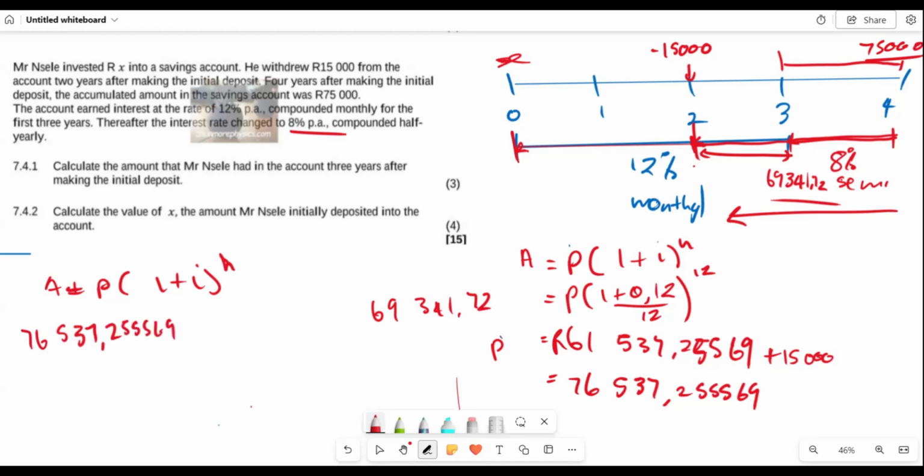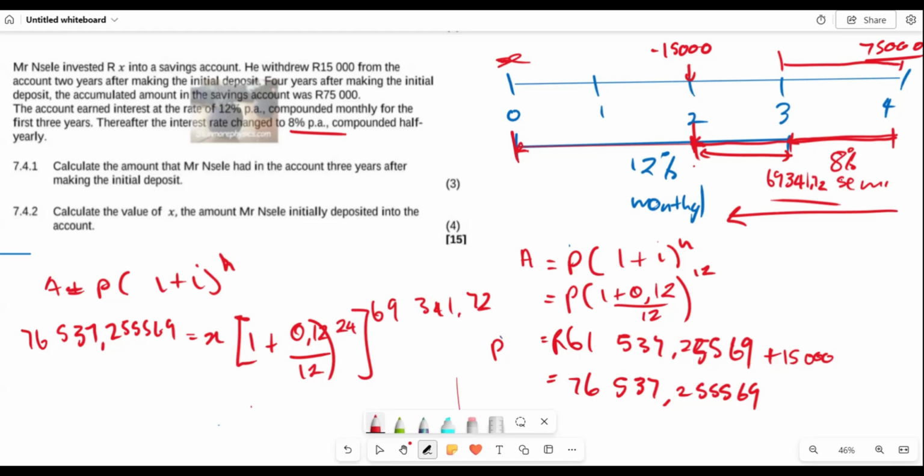It is equal to x, which is the principal amount, into 1 plus what is the interest given there? This is 0.12 over 12. And then from here, this is going to be to the power of 24 altogether. So basically, that is going to be the amount that you are going to have.